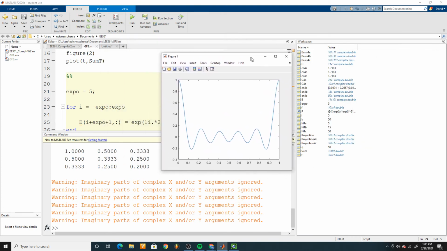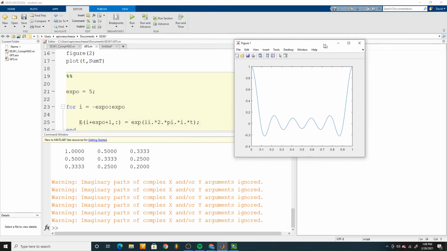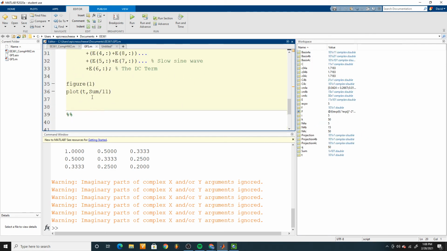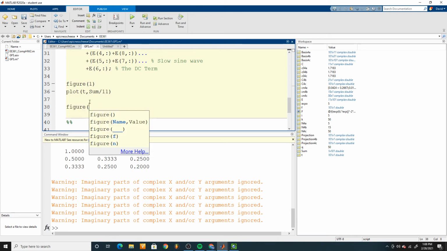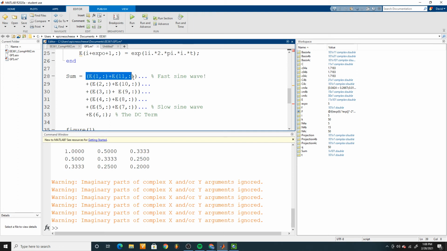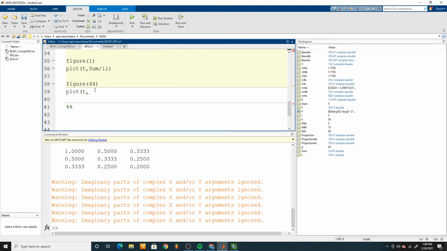Because you can't post them in real time, that's the whole point. Let me see if I can do the following for you. Figure 4, plot t, and then I want to add these two. This right here is the speed of the fastest signal.